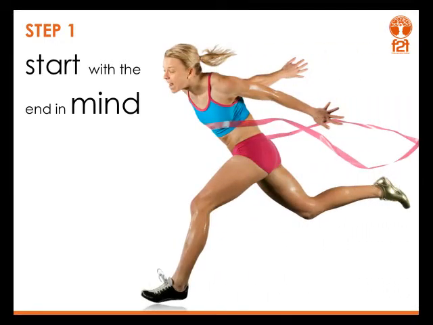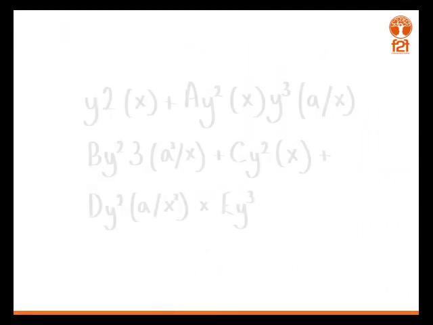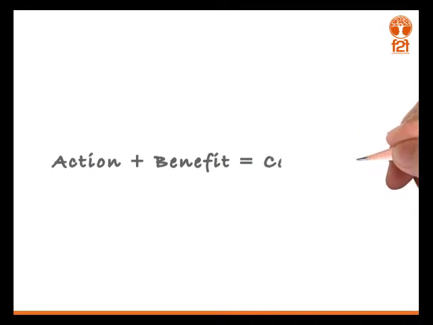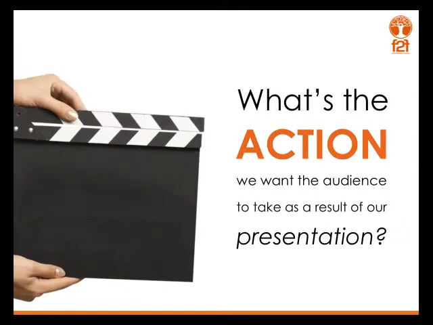So to kick off, we're going to start with the end in mind. In other words, we're going to write our conclusion first. How do we do that? It's a simple two-part equation. Action plus benefit equals conclusion. So firstly, what's the action we want the audience to take as a result of our presentation?